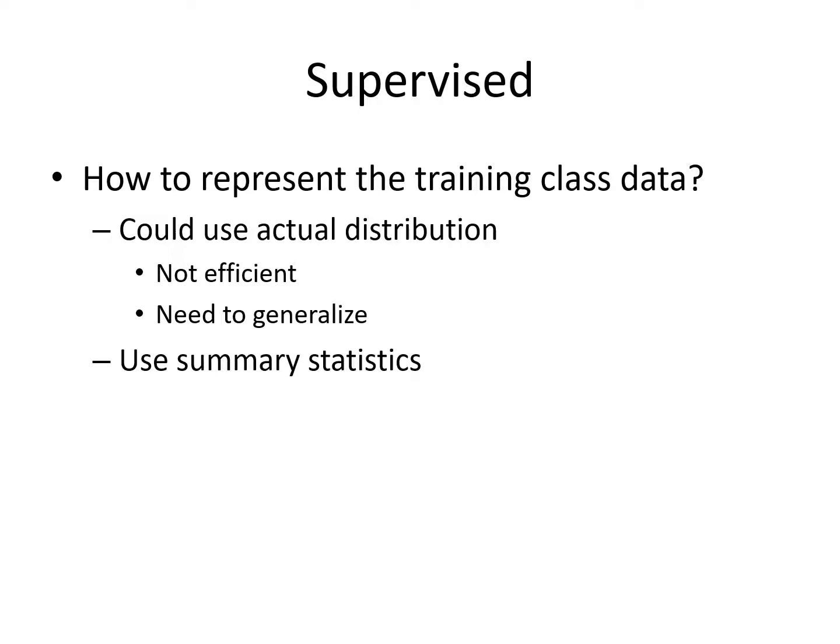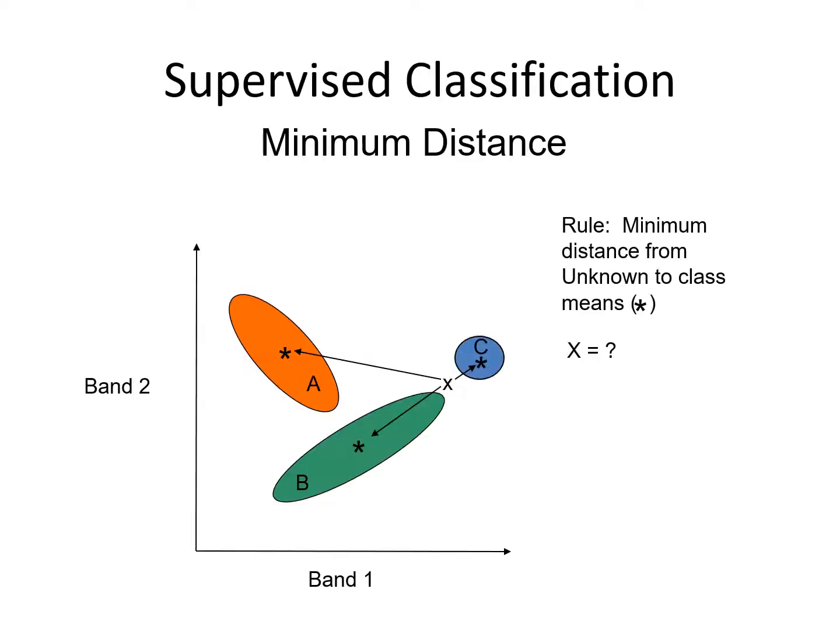Supervised classification, how we represent the training classes, is actually super important. You could use the actual distribution, but it's not efficient. You need to generalize stuff. You can also use summary statistics to help you. Supervised classification, this is the minimum distance idea.